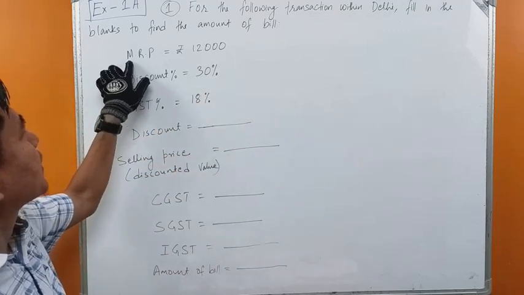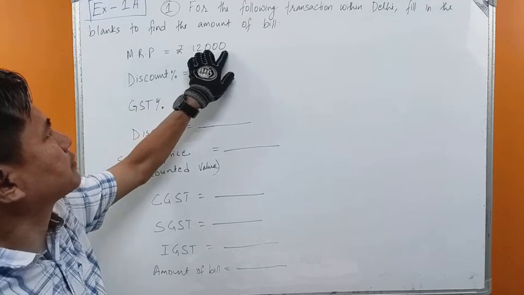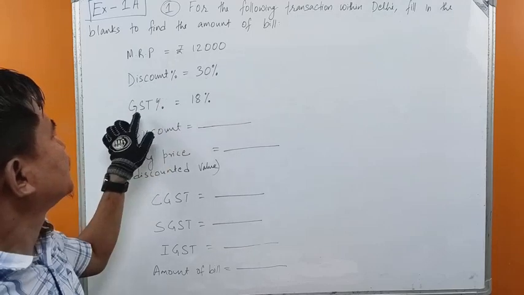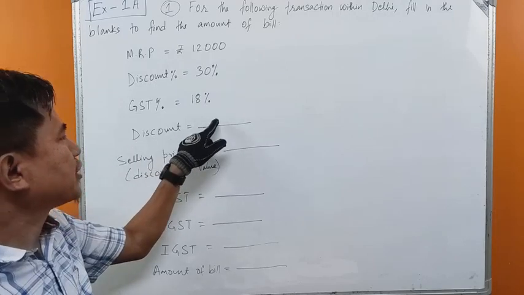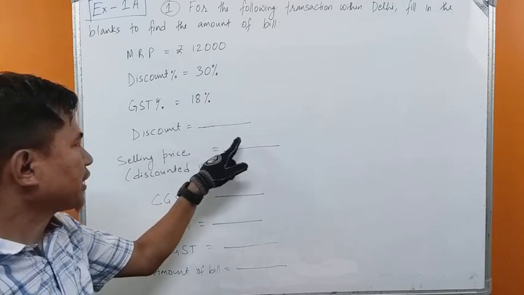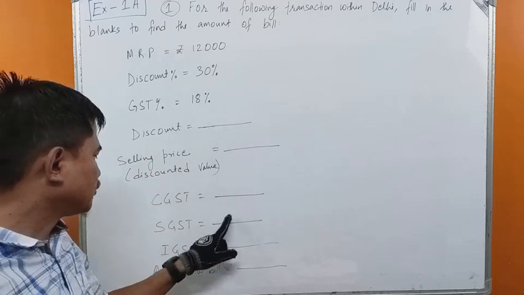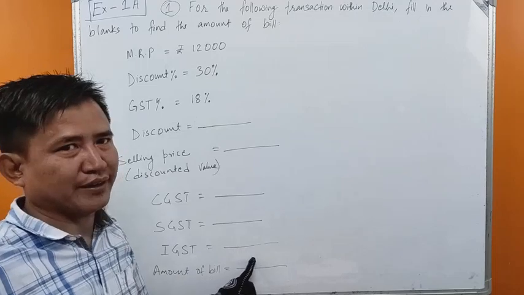Now the given is MRP or the marked price. Maximum retail price is 12,000, okay? Discount percent is given to us, 30%. GST percent is 18%. Now we are asked to calculate the amount of discount, selling price of the product, okay? CGST, SGST, IGST is nil, of course, isn't it? And the amount of bill, okay?